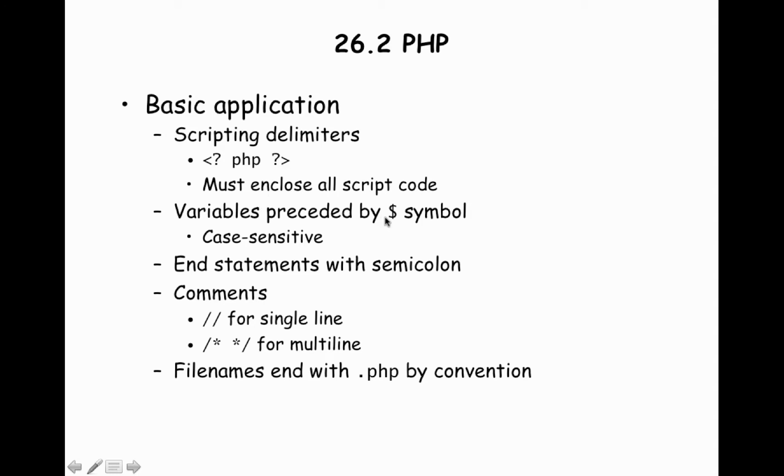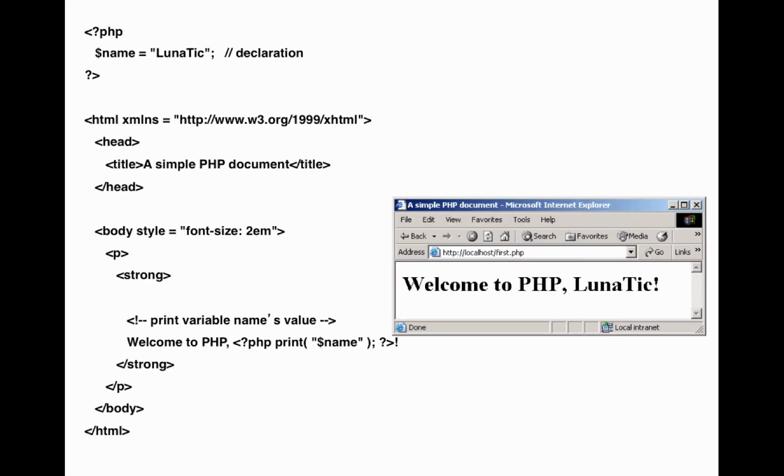Variables always begin with the dollar symbol. They are case sensitive, similar to JavaScript, so you need to be careful about that. And you end statements with semicolons. Comments are also similar to other programming languages. For a single line comment, you have 2 forward slashes, and for multi-line comments, you have /* */. And like I mentioned before, file names end with .php.